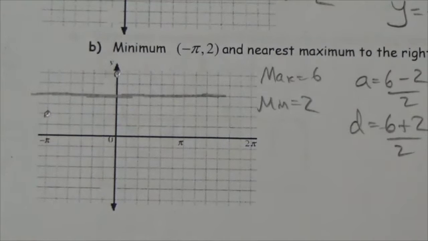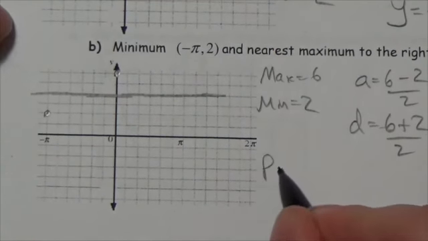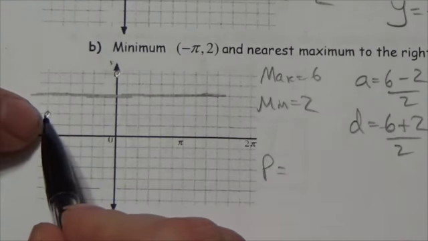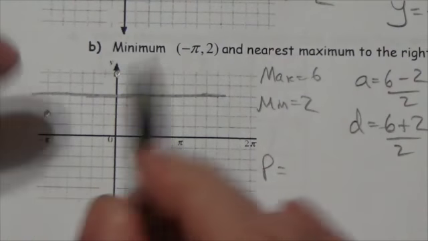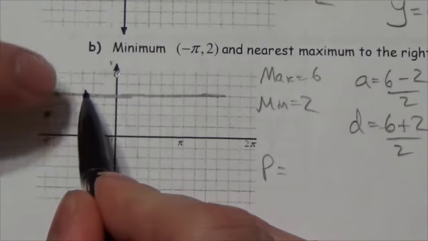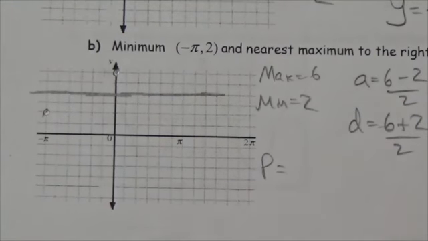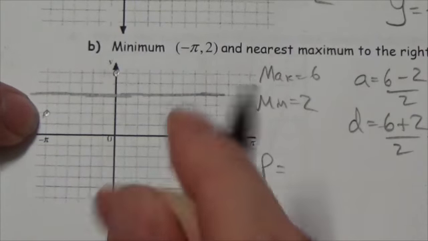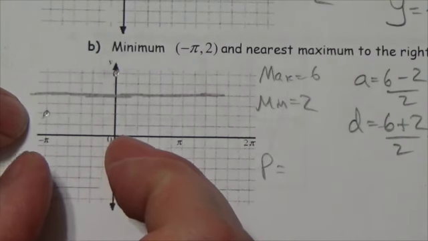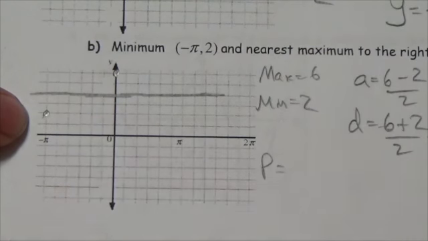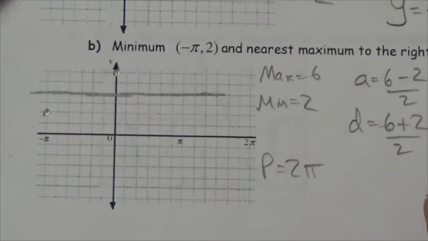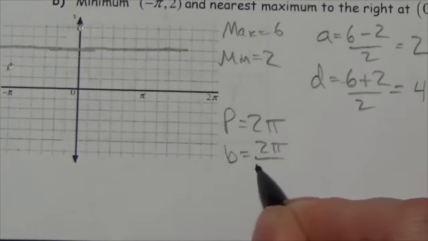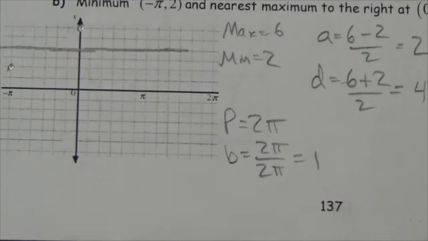Okay, good. Now, I need the period. Now the period in this particular case is fairly easy to figure out, because to go from a minimum up to a maximum, remember there are two motions here: minimum to the middle, middle to the top. That's half the period. So from this point to this point here is half the period. Well, that was pi. That means that the full period must be 2 pi. And if that's the case, I can get my b value by simply doing 2 pi divided by the period, which is 2 pi, and that's just 1.